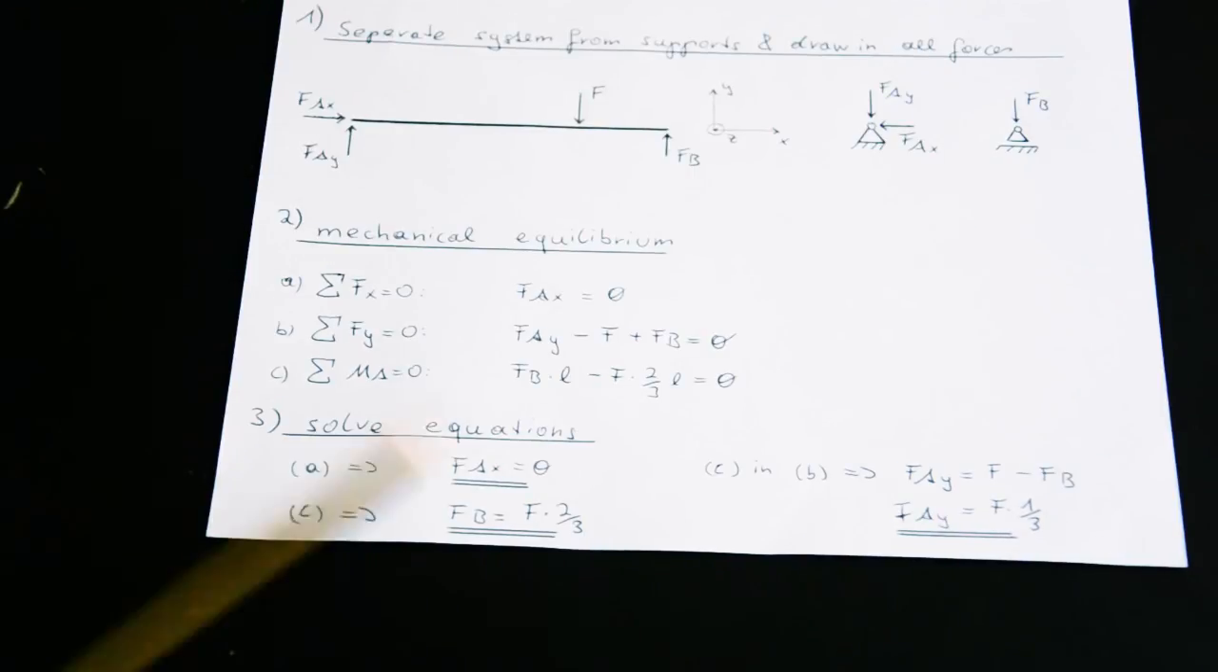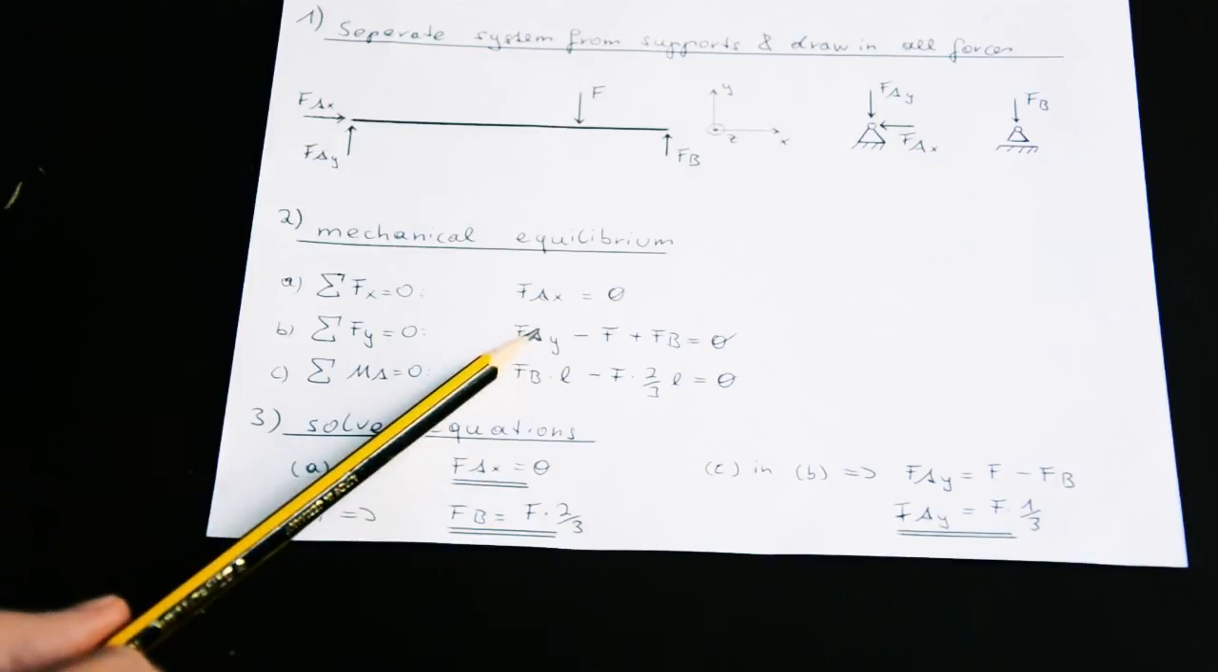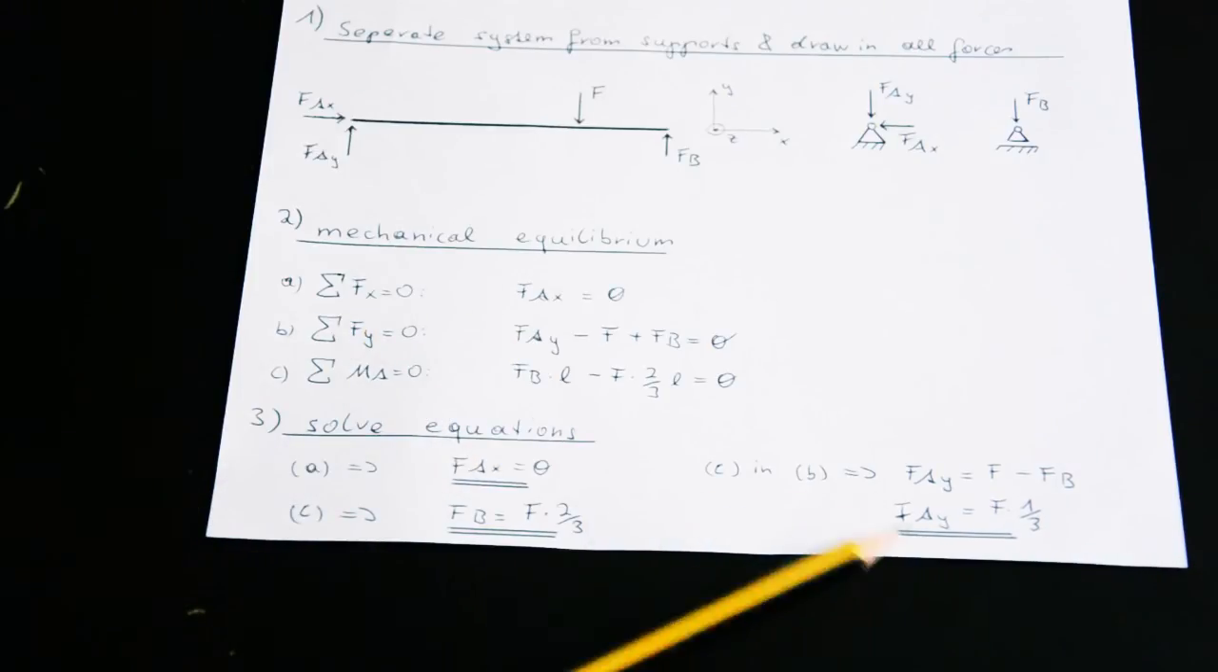If we now just insert Fb in the second equation, we get Fay, and this is exactly F times 1/3. Now the problem is solved.